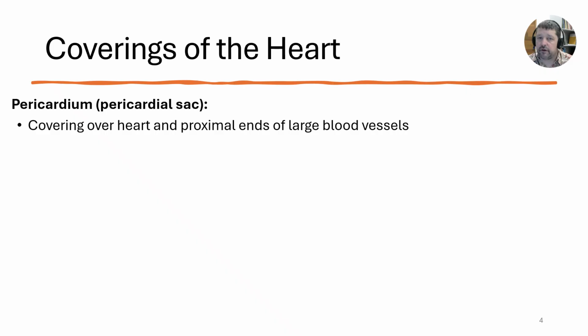All right, let's talk a little more about the anatomy of the heart. Most of you have experienced the anatomy of the heart in labs, so you know the different chambers and the different valves. We'll talk about them, but I'm not going to cover them in great detail because we've already done it in lab. But the one thing that is often not really prevalent in lab is the pericardium or the pericardial sac. This is the connective tissue, the covering that goes over the heart and the proximal ends of large blood vessels.